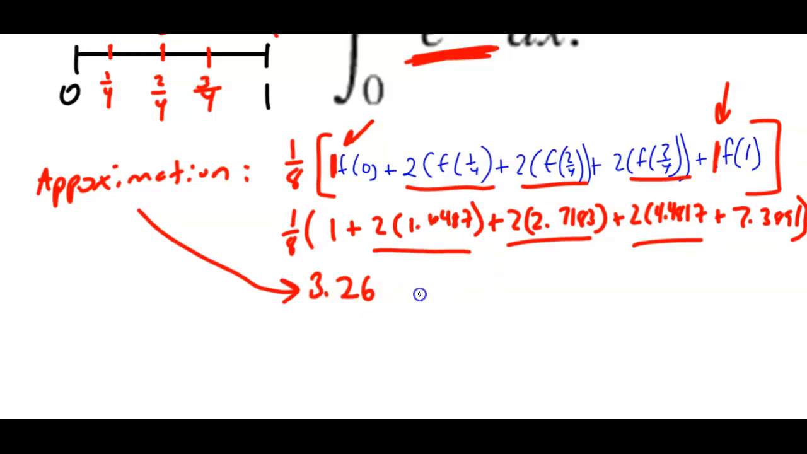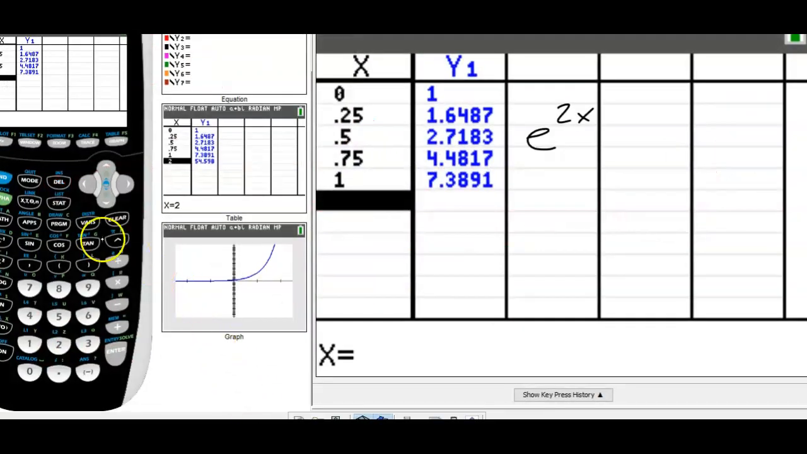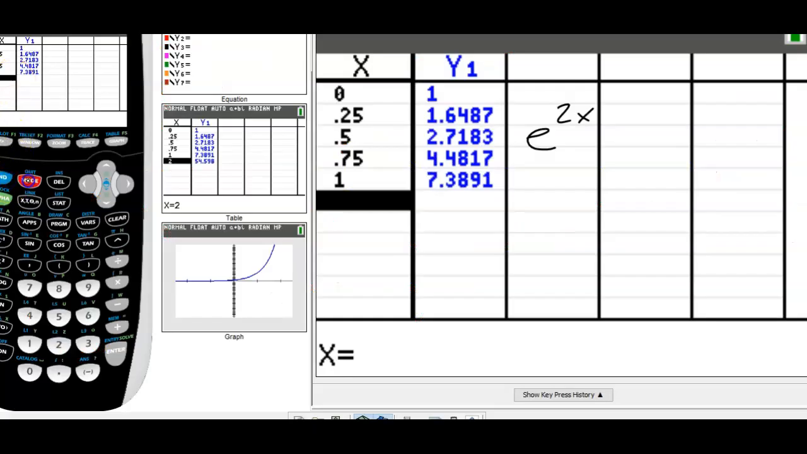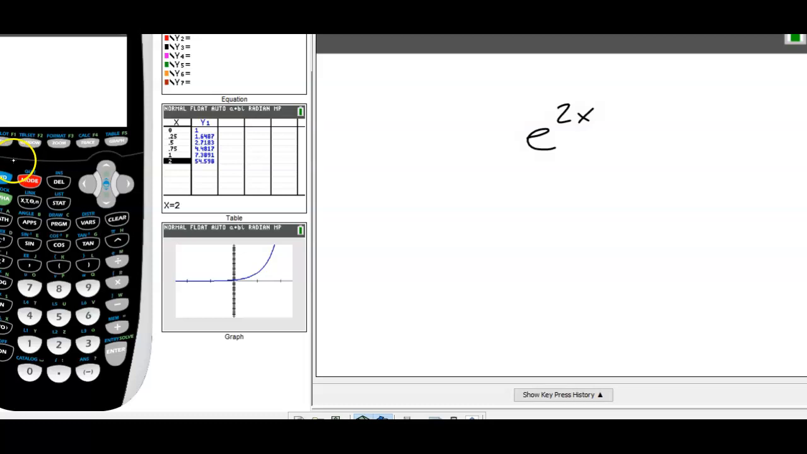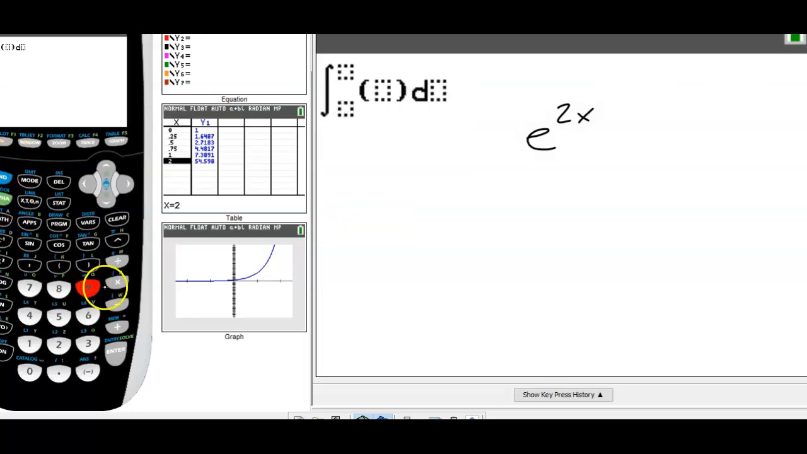Now, what we're going to do is find the exact real quick, so you can see how that's done. And remember, that's using the math 9 function. So I'm going to go back to the calculator real quick. I'm going to press math and then 9. And now I can put it in.